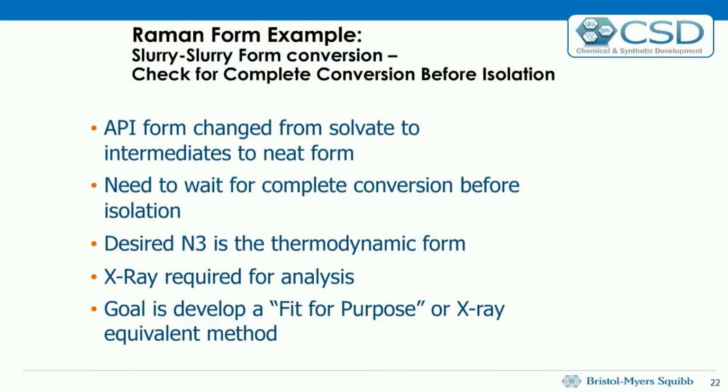One of the aspects I'm going to touch on now is using a Raman spectrometer to look at a slurry-to-slurry form conversion. So this is a slurry, and there's both a kinetic and a thermodynamic product. Our thermodynamic product happened to be labeled or identified as N3. So our goal here is, can we monitor this during this conversion, save time, efficiency, and make sure it's going to completion?